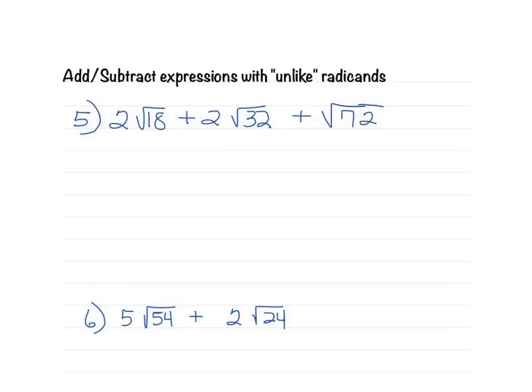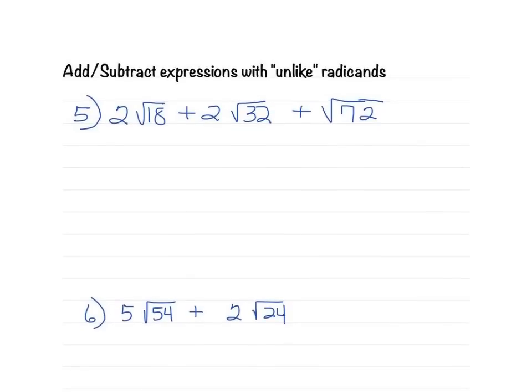So now let's see how we can add or subtract expressions with unlike radicands. And the key word here is simplify. Simplify, simplify, simplify. We have to get the radical expressions simplified before we know if we have a like radicand or not. Okay? So let's start with number 5. Write it down. 2 radical 18 plus 2 radical 32 plus radical 72. Well, we know that these are not simplified. So let's work on simplifying these expressions.